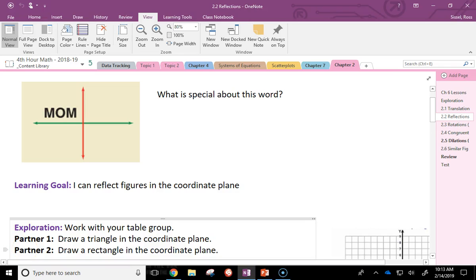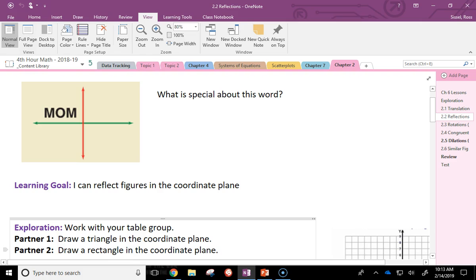So yesterday we worked on translating. You take something and you slide it. No turning, no flipping, no changing, no dilating. All it is, is straight sliding. Today, we're going to work on reflecting. So, we have a couple activities that we will end up doing, so it's important that you follow along.